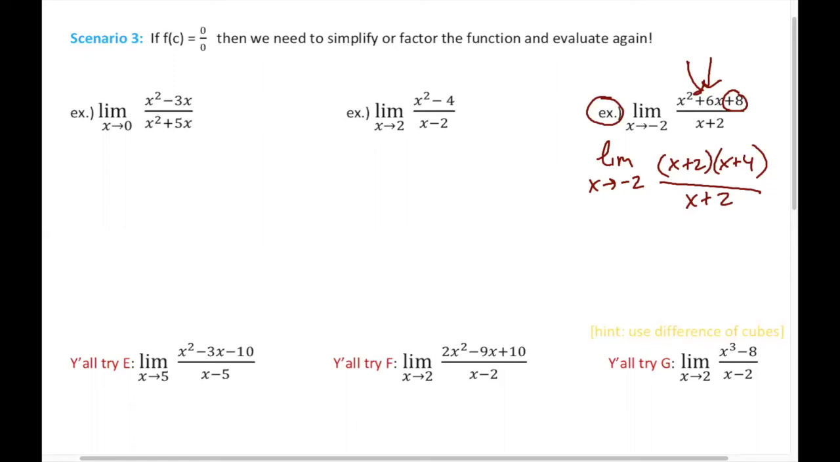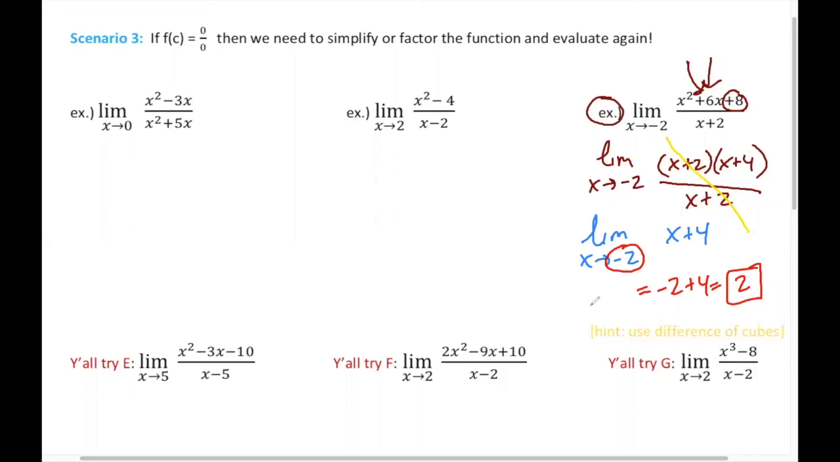Now, this is where the magic happens. We have a common factor in the numerator and denominator. These x plus 2's cancel out, which is exactly what I was hoping for. So now we have the limit as x approaches -2 of just what's remaining, which is x plus 4. Now, if we substitute in this limit value that we want to approach, -2, for x, we have -2 plus 4, which is just 2. So +2 is your limit. It's the value you are approaching from both sides. It is not the function value.